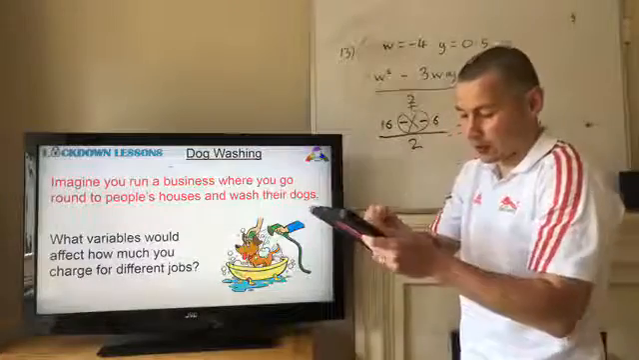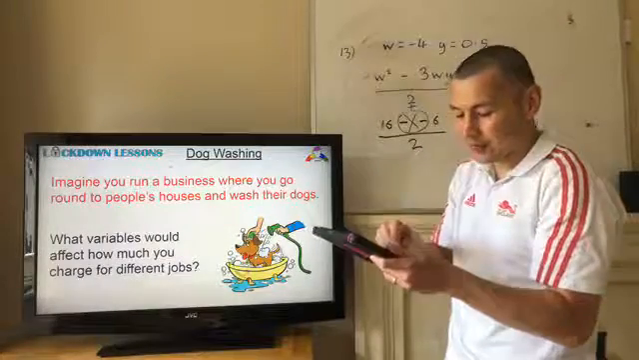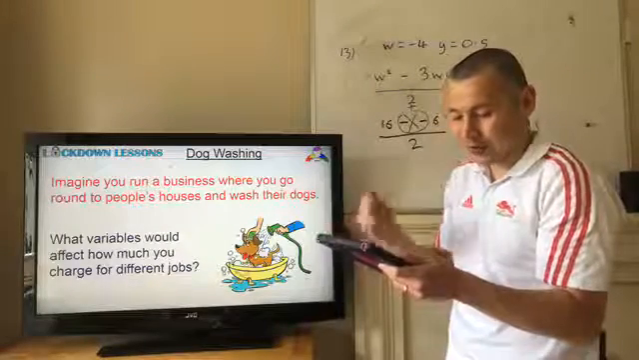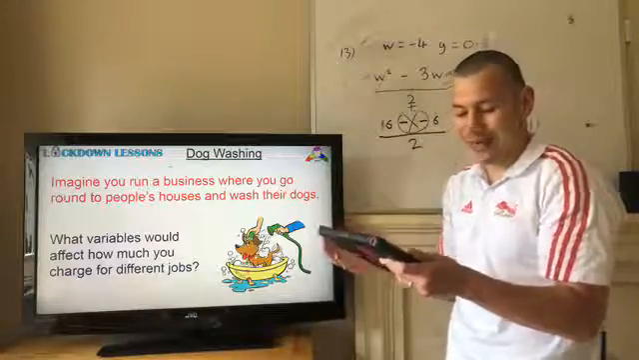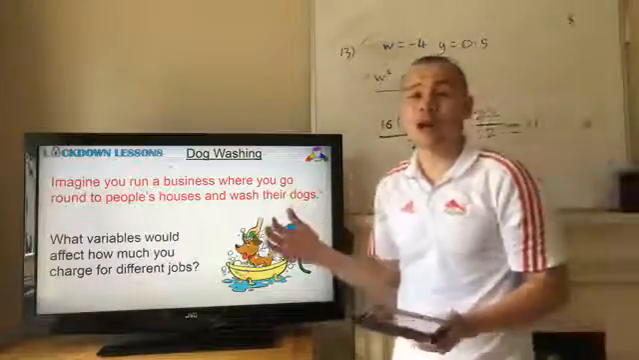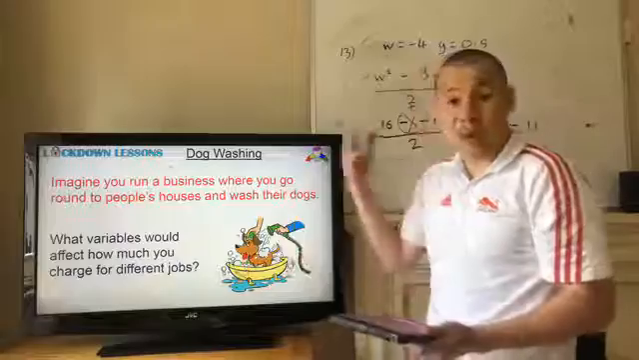Okay, right, so let's have a look at some of these answers. Breed of dog, size of dog, distance, dirtiness of dog, how long the job takes, size and number of dogs, location, fur type, getting very complicated here. Okay, brilliant, amount of dogs. So all these would affect how much you would charge for the job. You'd be silly to just charge the same amount for one job, so we vary it.